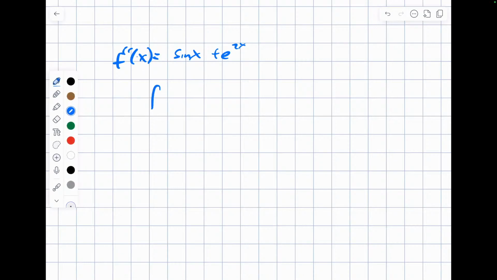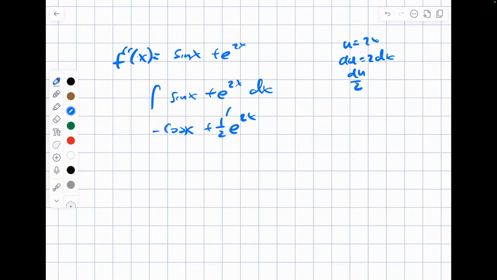all right, integration of sine of x plus e to the 2x dx. Now your integration, u substitution should be a lot better. So what I'm trying to say is this one's going to be negative cosine of x, and this one's going to be plus 1/2 e to the 2x. I don't even need to write that down anymore because u equals 2x, right? du equals 2 dx and then du over 2. And that's how you get 1/2. So that's why I can do it immediately.